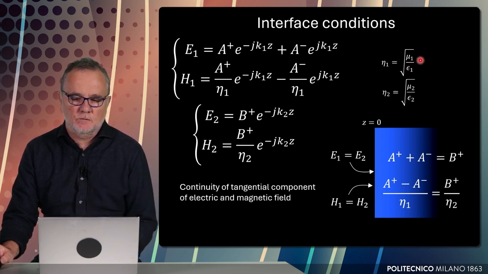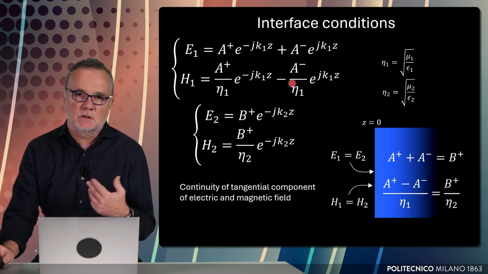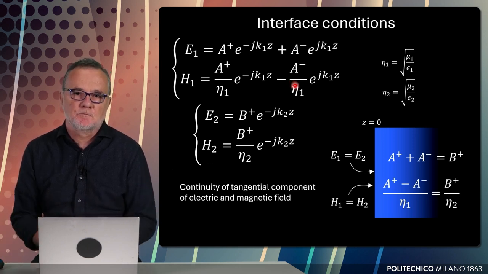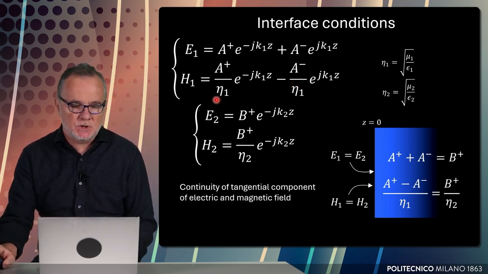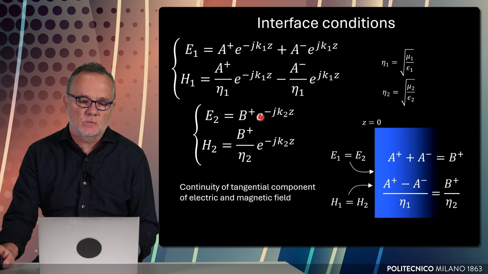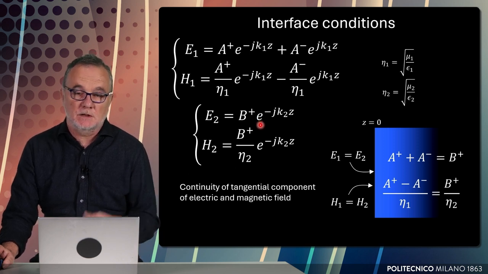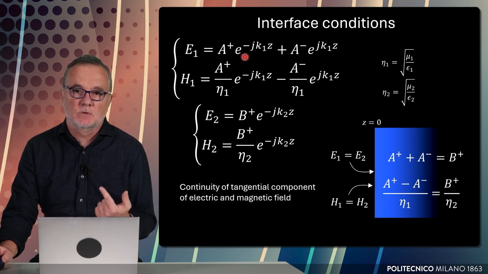The two parameters, square root of mu1 over epsilon 1 and square root of mu2 over epsilon 2, are the two different wave impedances. The reflected wave is produced because we cannot match the tangential electric field and tangential magnetic field with a single wave, because the wave impedance is different. As you see, in medium 2, there is a single wave. Let's not forget that an electromagnetic wave is the combination of two fields, electric and magnetic field, that travel together. But there is a single coefficient associated to each wave.